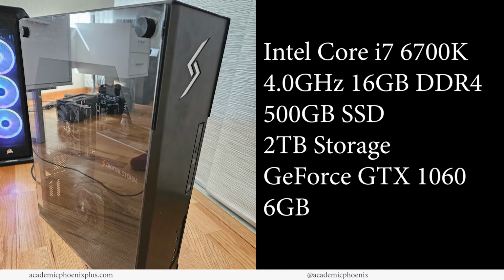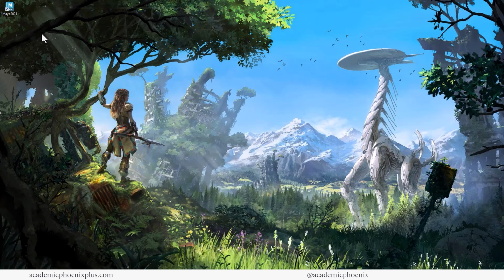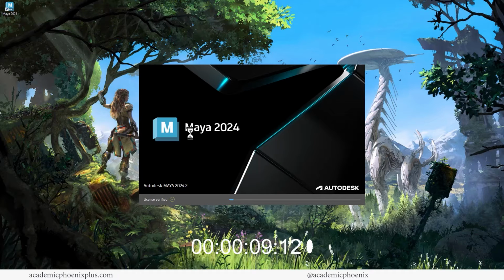Let's go ahead and start off with turning on Maya 2024 on my Intel Core i7 computer. So let's check it out. All right, here we go. I'm going to double click on Maya 2024. And as you can see, nothing's happening so far, and that's okay. It works. The whole point is that this computer worked.